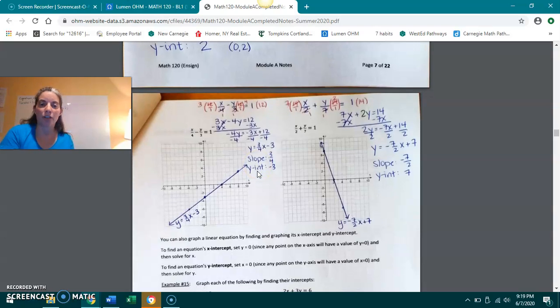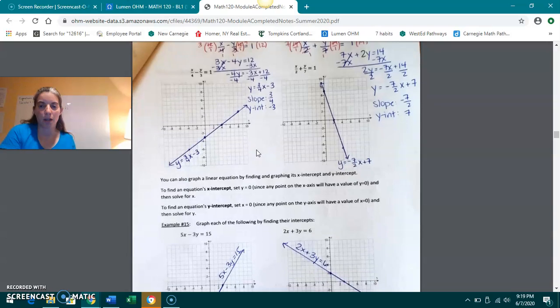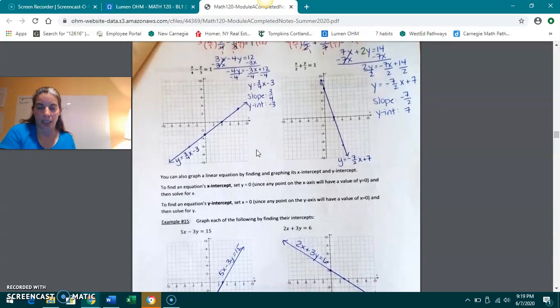So again, you can pause the video or just on your own look at the notes, and you can see how that worked. Once I have it in slope-intercept form, y equals mx plus b, I start with my y-intercept, then I use my slope to move to the next point.